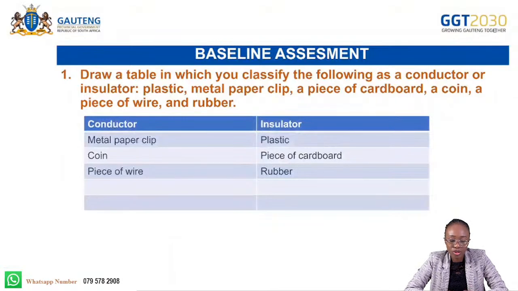Under conductor, we entered all the materials that can conduct electricity, or metals that are classified as conductors. The first one is the metal paper clip, a coin, and a piece of wire. And then insulators. The insulators, we've got plastic. These ones do not allow an electric current to flow through them. They're the plastic, the piece of cardboard, and rubber. Take 1 minute to quickly copy down this table, and then after 1 minute, we'll move on to question 2.